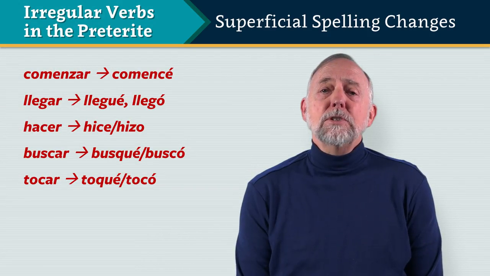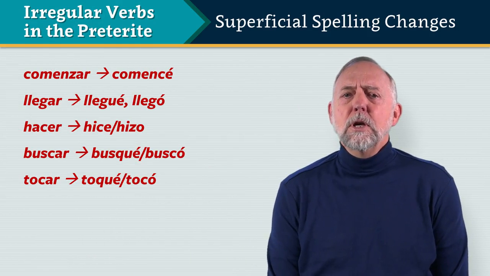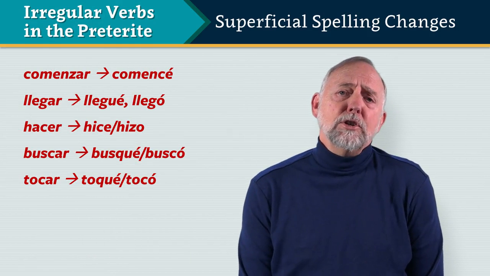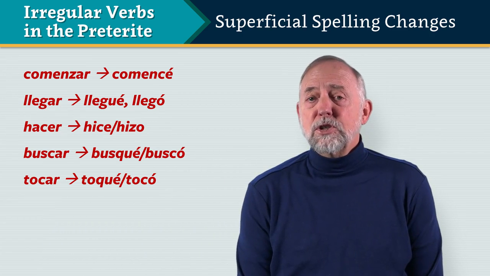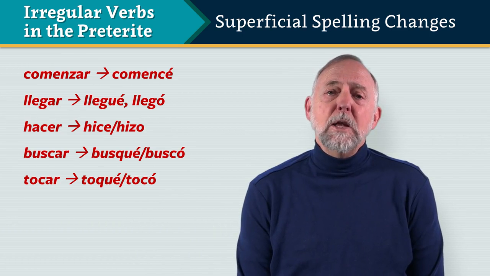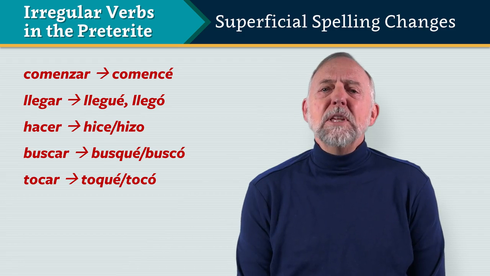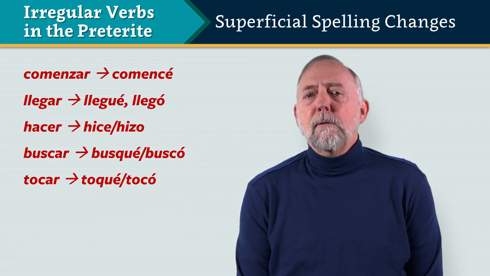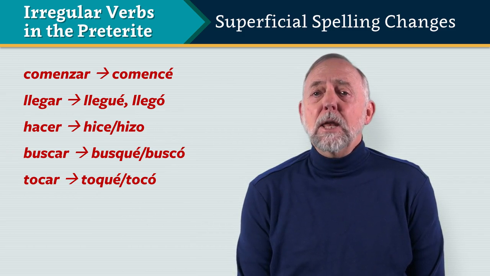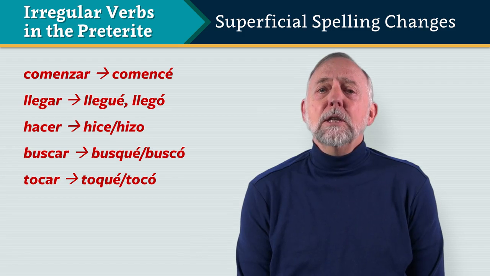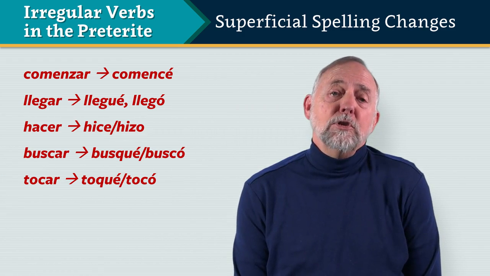Now, be advised, there are a few superficial spelling changes for the preterite forms that are just done to preserve the original sound of the verb. For instance, comenzar, which is spelled with a Z, in the first person has to be spelled with a C. Comencé. Llegar, which is spelled L-E-G-A-R, in the preterite first person has to be llegué, spelled with G-U.